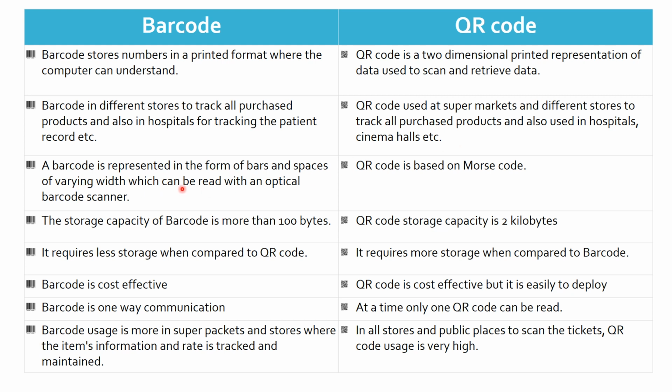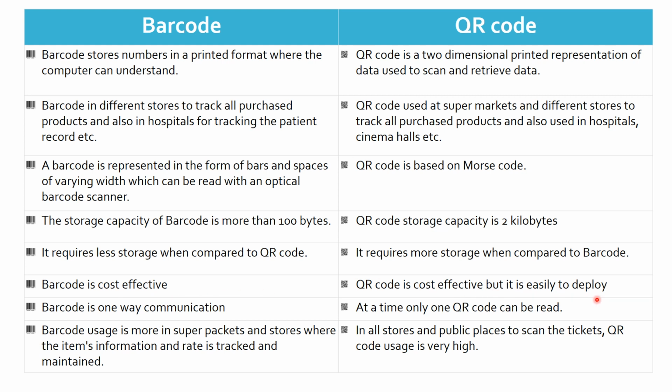A barcode is represented in the form of bars and spaces, but a QR code is represented in square codes of black and white dots. The storage capacity of a barcode is more than 100 bytes, but QR codes can store 2 kilobytes. Barcode requires less storage, but QR requires more storage. Barcode is cost effective, but QR code is easy to deploy.